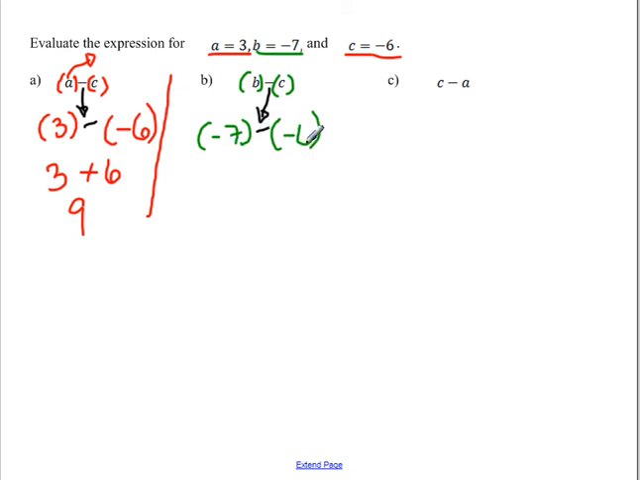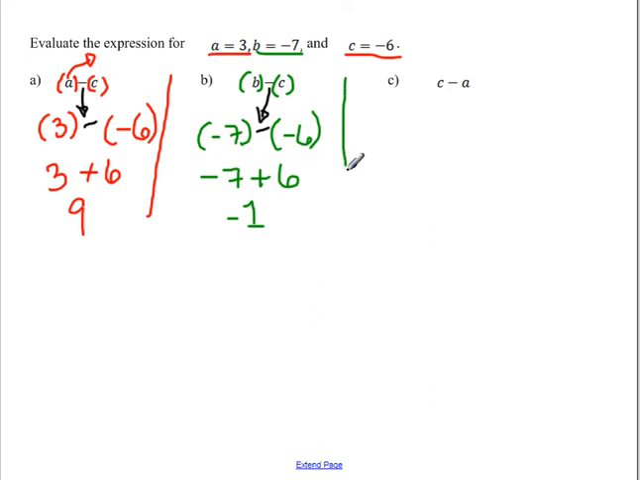-7 minus -6. Well, when we subtract that negative, remember that means it's just adding the opposite. So -7 plus, the opposite of -6 is +6. -7 plus 6 would give us -1.